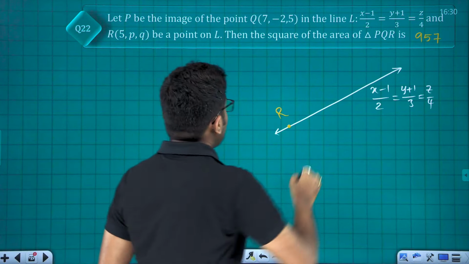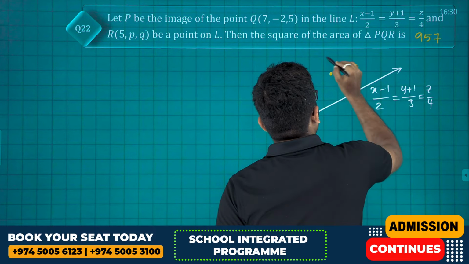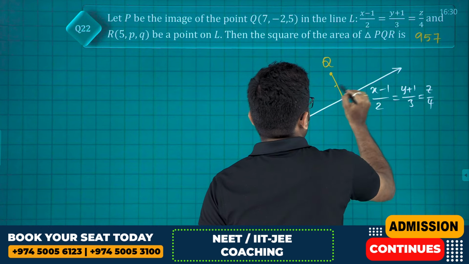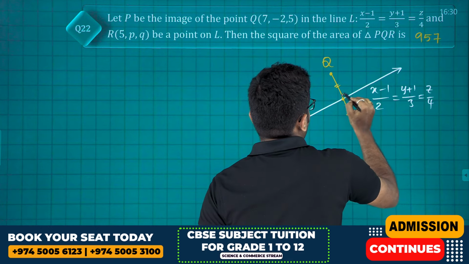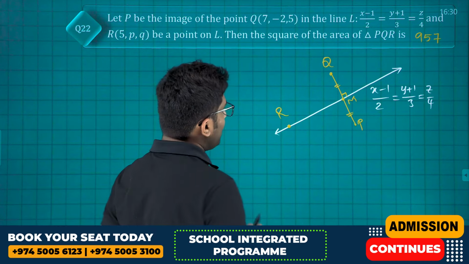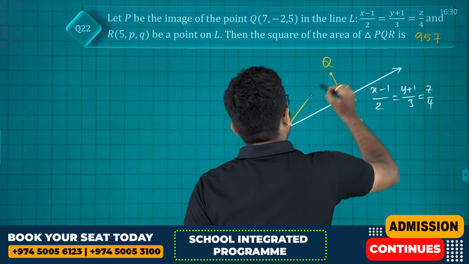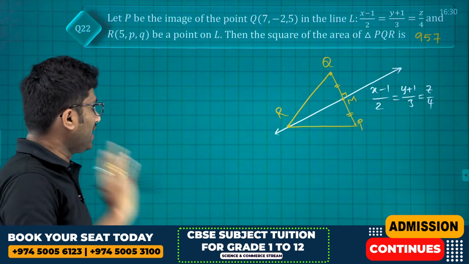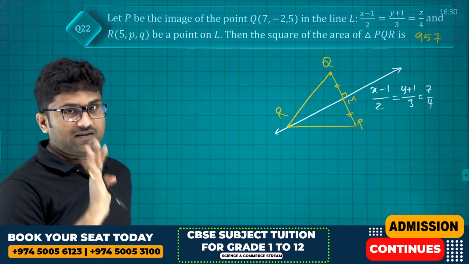Now P is the image of Q. So there is a point Q here. Image means this one. So this distance is perpendicular. If this is M, QMP is perpendicular to line L. Now if we join RQ and RP, we'll get a triangle. Now they are asking us to find the area of this triangle.